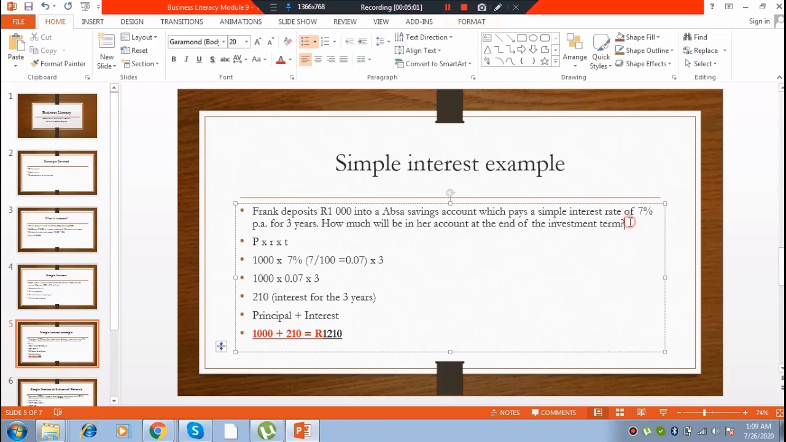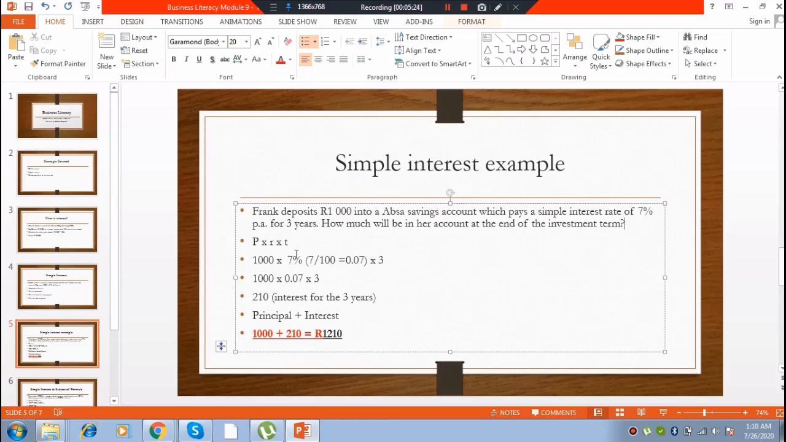So the investment term is for how long? It's for 3 years, earning interest of 7% PA. Take note of that, PA means per annum. So P times R times T, which is our principal here, our interest rate here, and our time period. So 1000 times 7%.